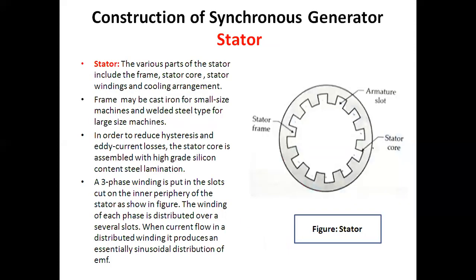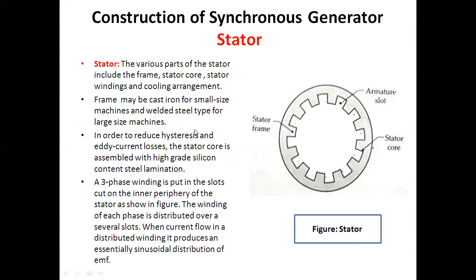I have already told that the synchronous generator generally consists of two parts: one is the stator and one is the rotor. The stator part is the stationary part. The various parts of the stator include the frame, the stator core, the stator windings and the cooling arrangement. The armature slots are there, the stator frame is there, the stator core is there. This is the pictorial view of stator.